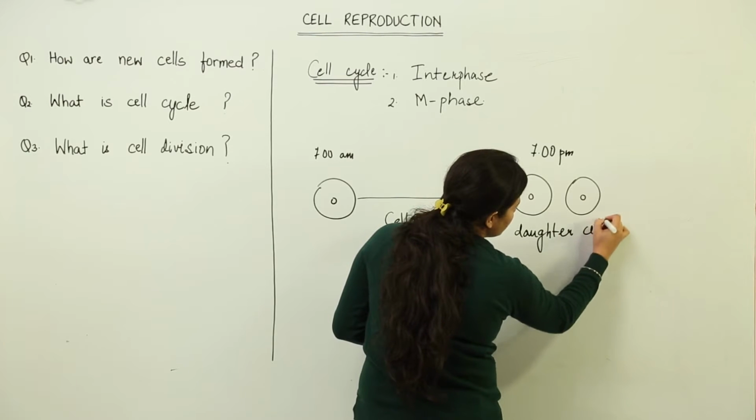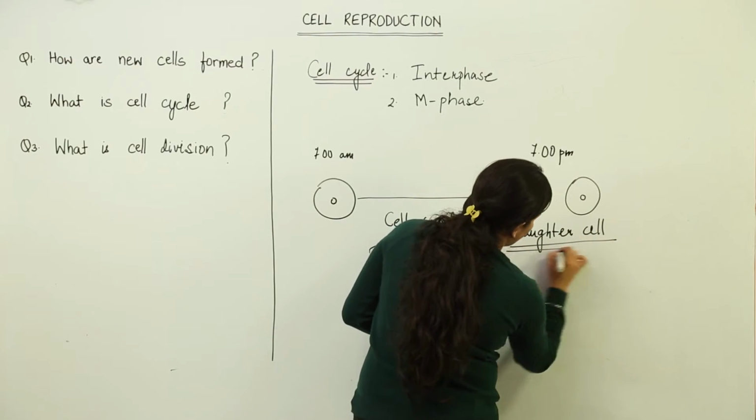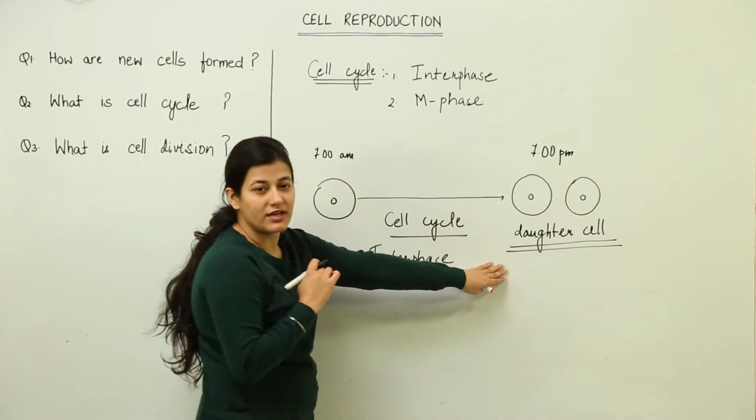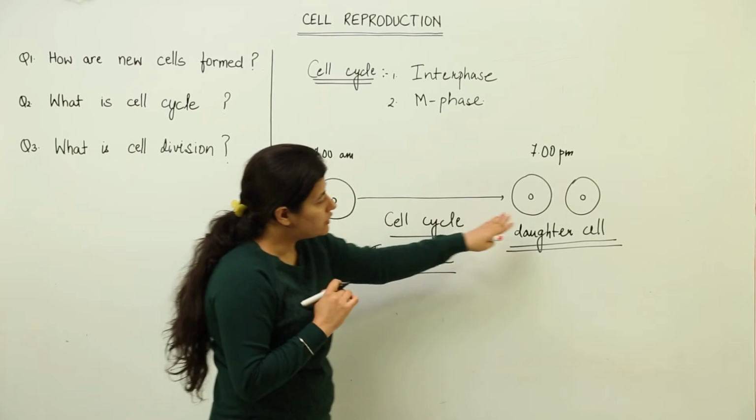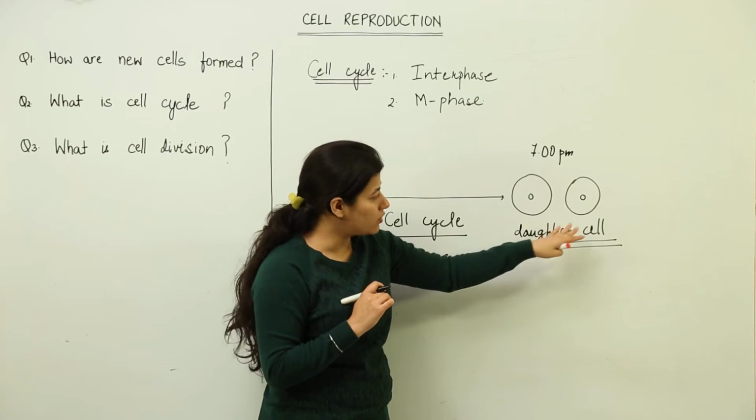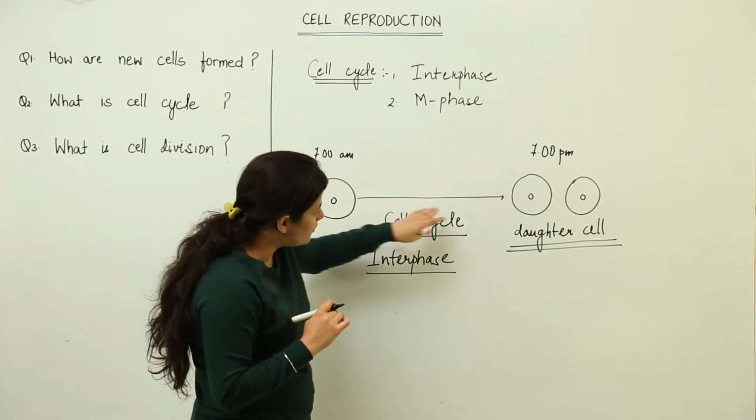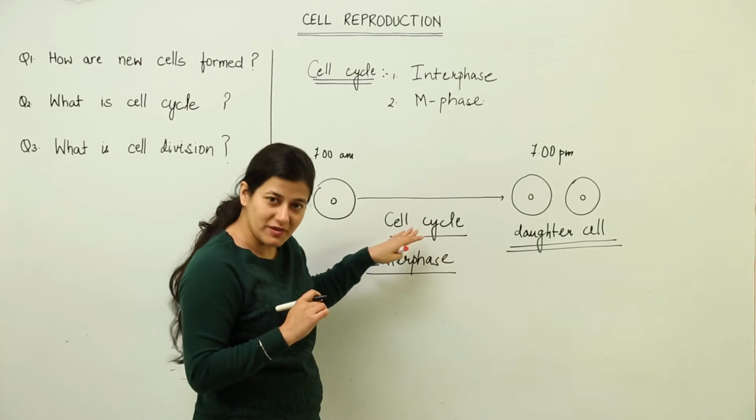It has nothing to do with the gender. It is a basic notion that we put it as daughter cell. This is the parent cell. The two newly formed cells are going to be called as daughter cells. The entire process which the cell would undergo would be cell cycle.